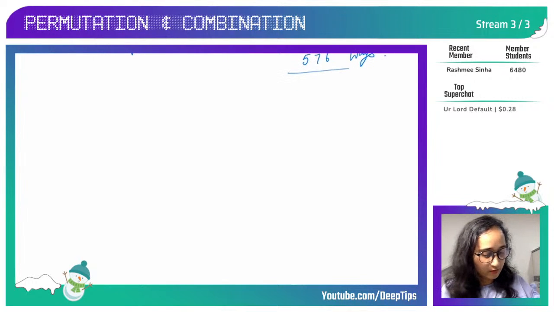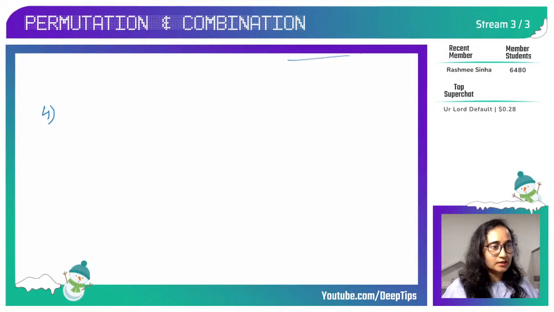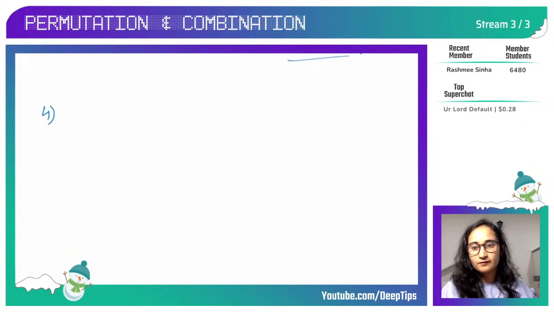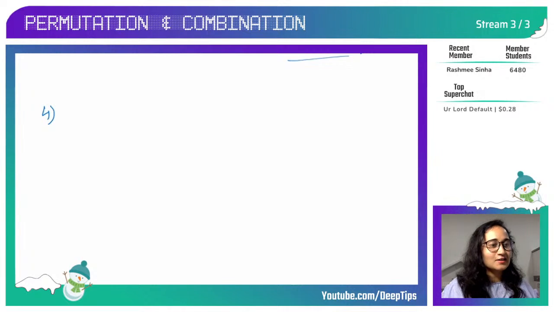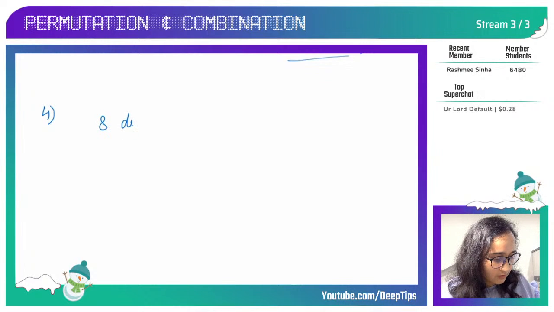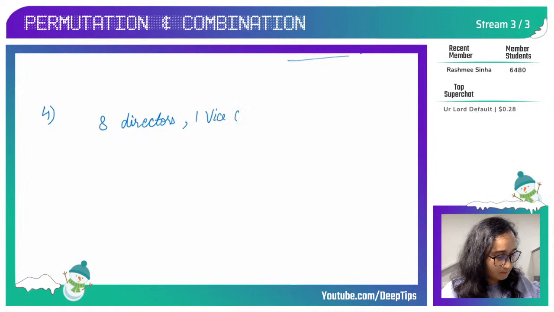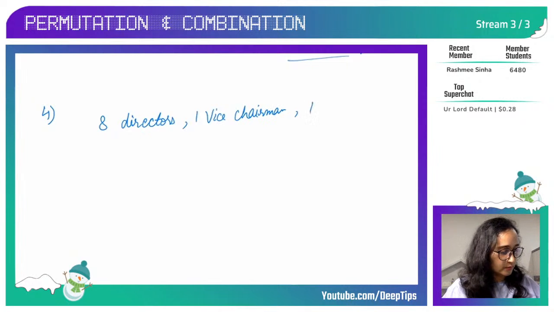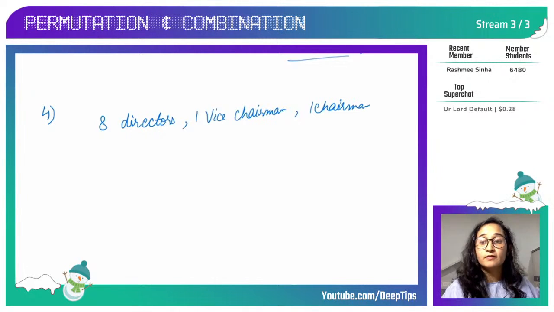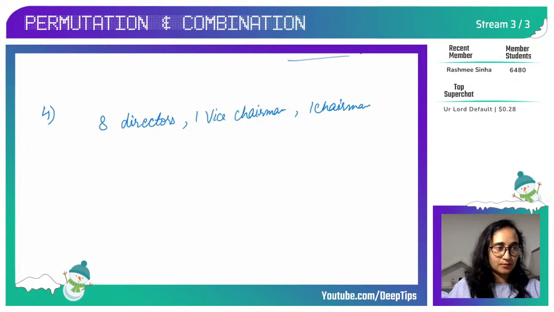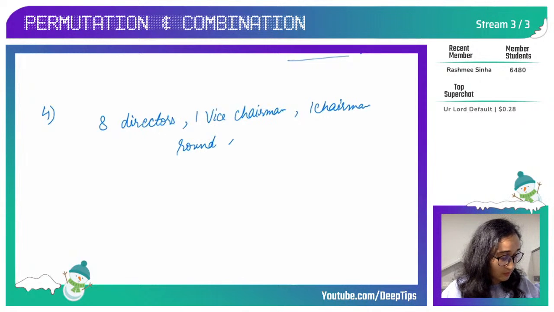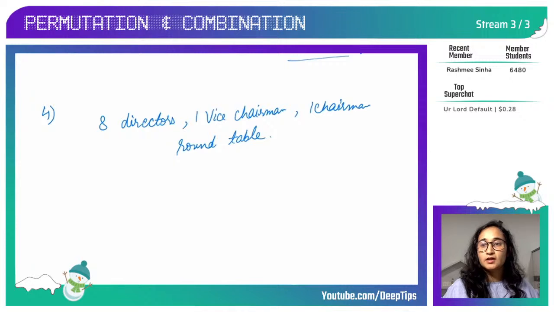This is question number 4. In this question, I am posing this question for everyone. If you know the answer, please type in the chat. So this question says, if you have a team of 8 directors, 1 vice chairman, and 1 chairman, how many total people do you have in the team? You have total 10 people. They are to be seated on a round table. So that means this question is based on circular arrangements.